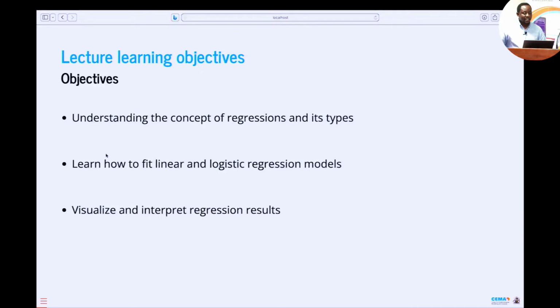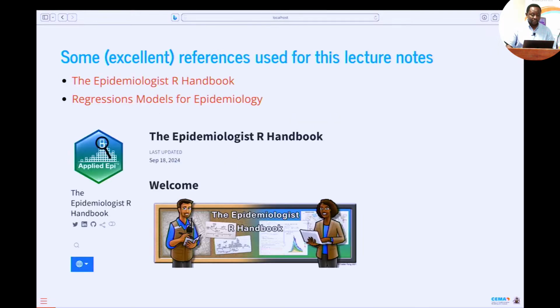That you'd understand at the end of the lecture: the concepts of regression and the types of regressions, learn how to fit linear and logistic regressions, and possibly we might do a few other regressions, and then visualize and interpret regression results.